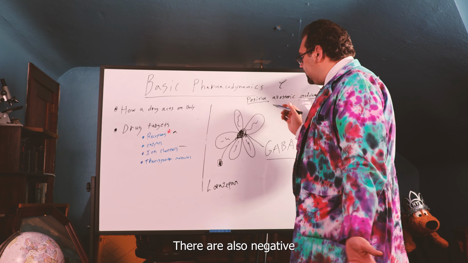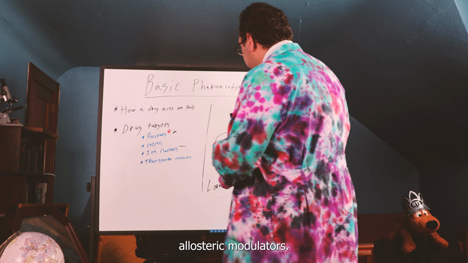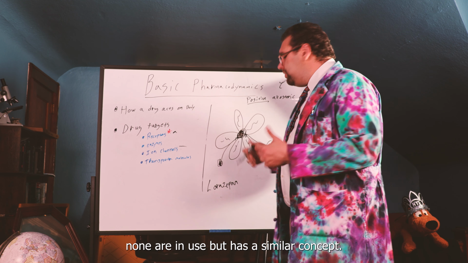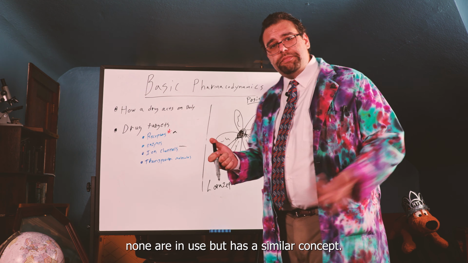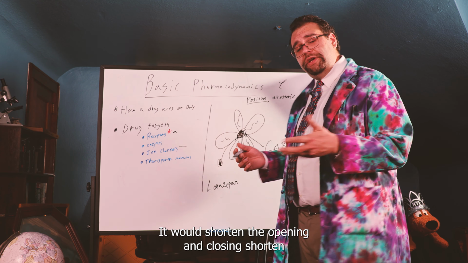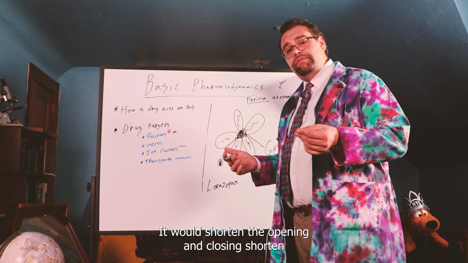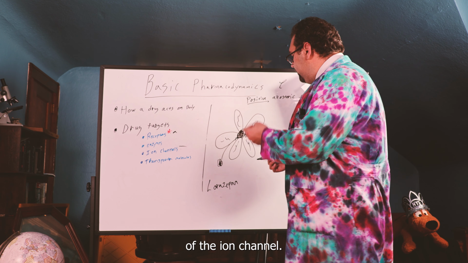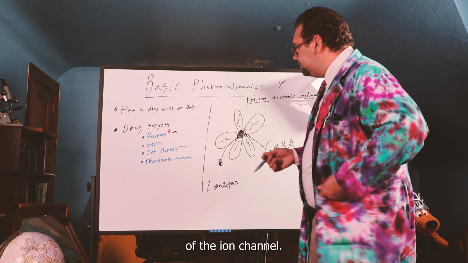There are also negative allosteric modulators. Currently none are in use, but it has a similar concept. It would limit the opening and closing frequency of the ion channel.